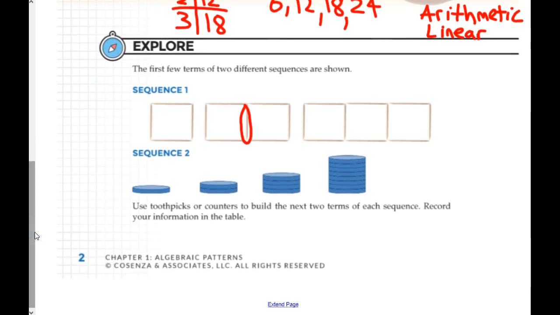now, I know it says use toothpicks, but guess what happens when I bring sharp, pointy things to school? People misuse them, poke people, blood everywhere.